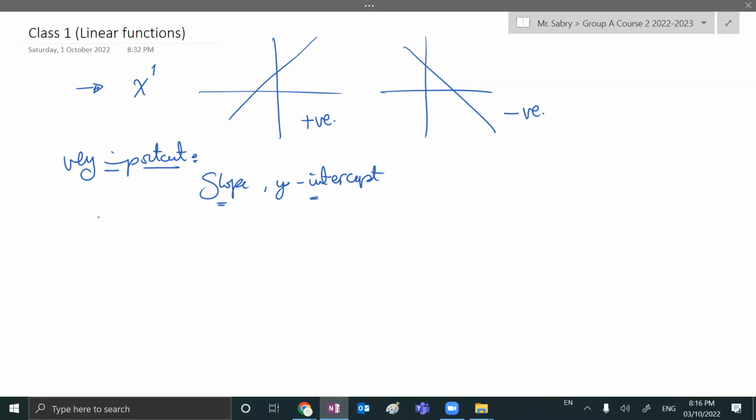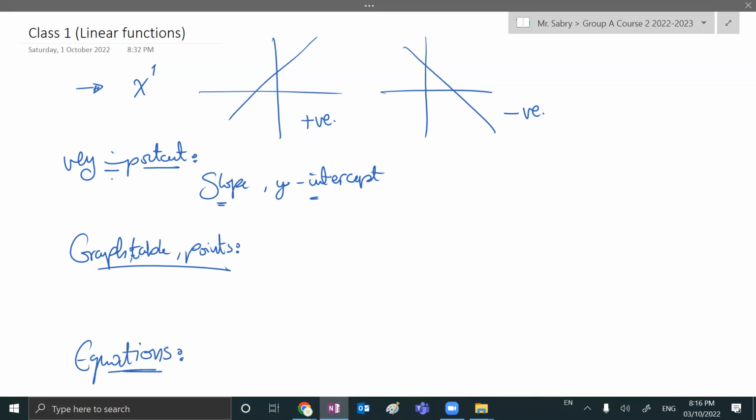Whether you are given a graph or a table or just points, this is one case. The other case is whenever you're given an equation, and the equation has 3 different forms that we'll discuss in detail. First of all, whenever we're given a graph or table or points, the only way to calculate the slope is rise over run. And rise is mainly y2 minus y1, and the run is x2 minus x1.